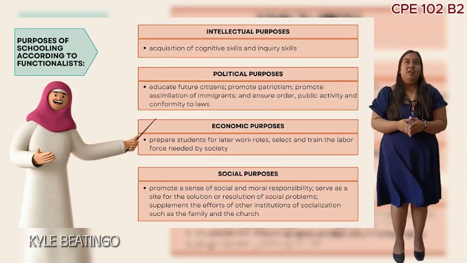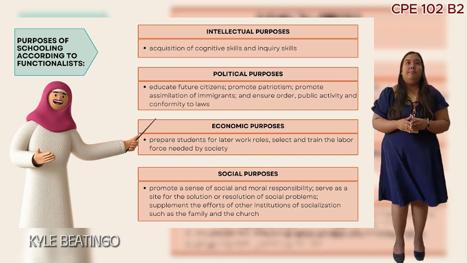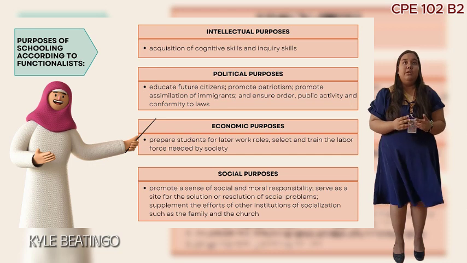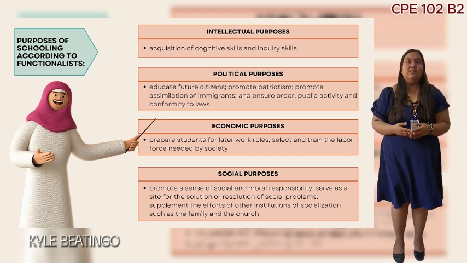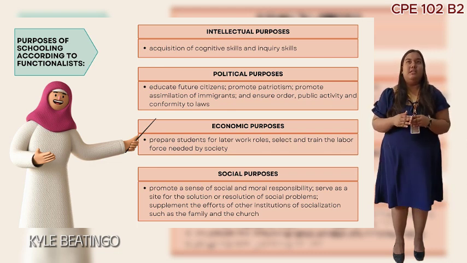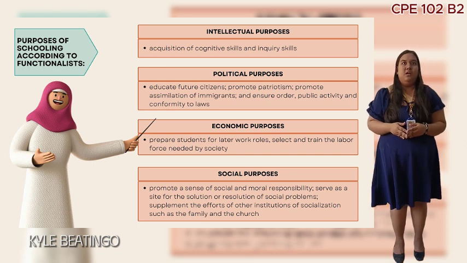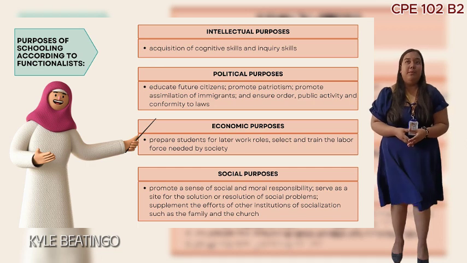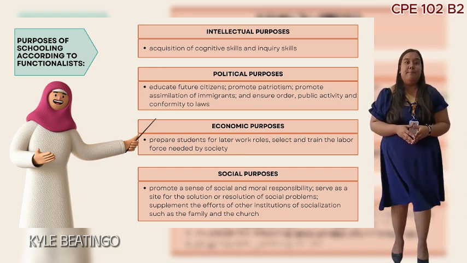Purposes of schooling according to functionalists. First, intellectual purpose: acquisition of cognitive skills and inquiry skills. 2. Political purposes: educate future citizens, promote patriotism, promote assimilation of immigrants, and ensure order, public activity, and conformity to laws. 3. Economic purposes: prepare students for later work roles, select and train the labor force needed by society.